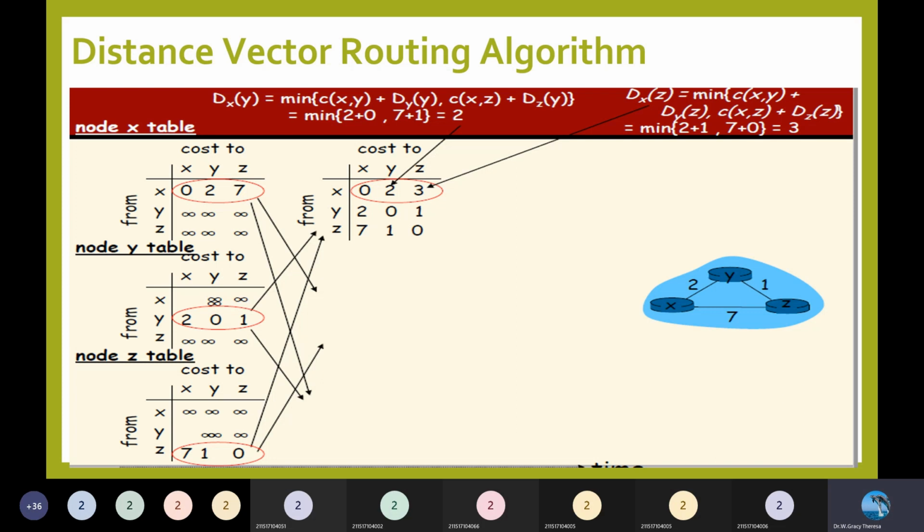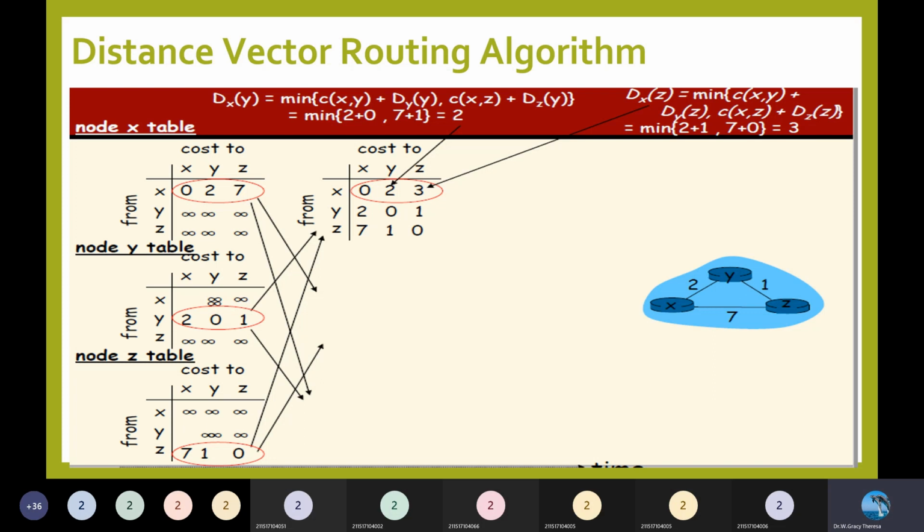For that we go with the Bellman equation: the cost of x comma y plus the distance of y to y, and the cost of x to z plus the distance of z to y. From this diagram, we know that the cost of x to y is 2, the distance of y to y is 0, the cost of x to z is 7, and the distance of z to y is 1. So 7 plus 1 is 8.